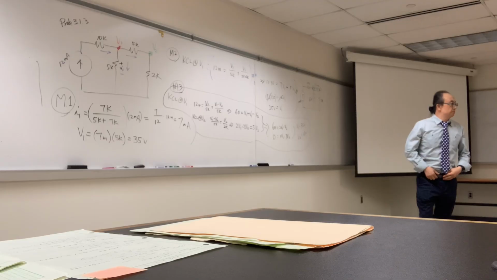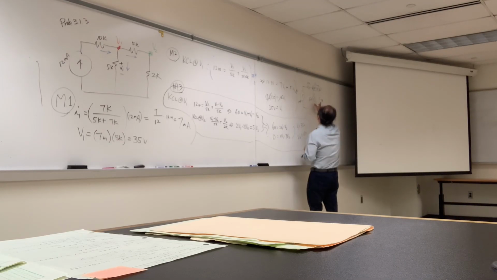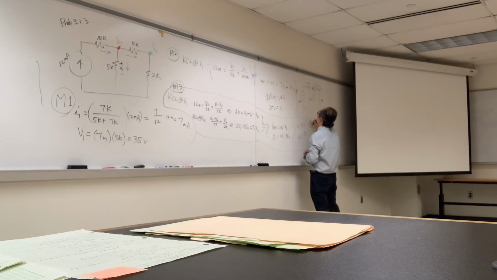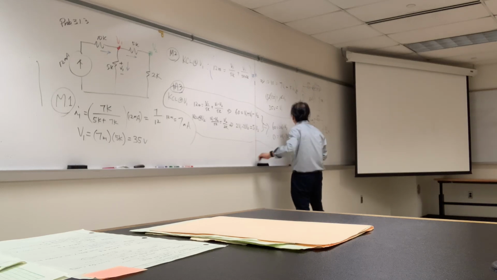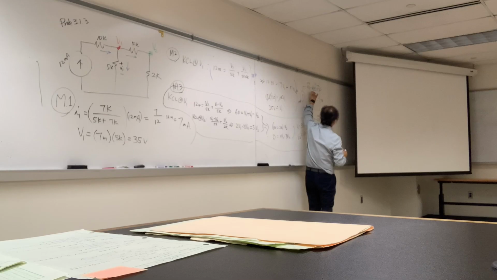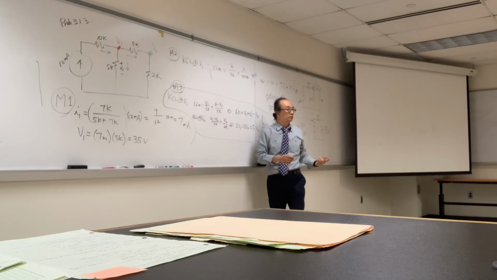Do you see any other method that we can solve this problem? What if we combine these two? Then we're going to have 35 over 12K. This is 10K. This is 12 milliamp. And then what's the voltage across this? 12 milliamp times 35 over 12K, which is 35 volts. The voltage across here is the same as the voltage across here. So simply combining it and then applying V equals IR, done. We can do that as well.